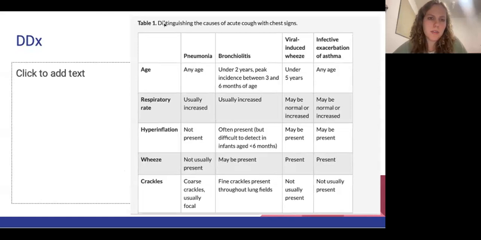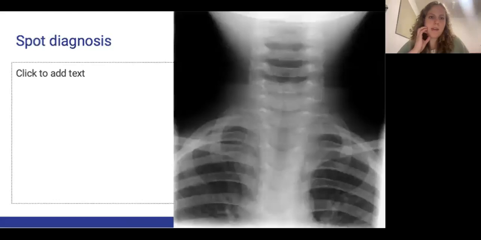Yeah, so differentials, pneumonia. Bronchiolitis is actually a lot more common in children than pneumonia, but it's good to keep an eye out. And then viral induced wheeze or an infective exacerbation of asthma. Okay. Does anyone know what this is?